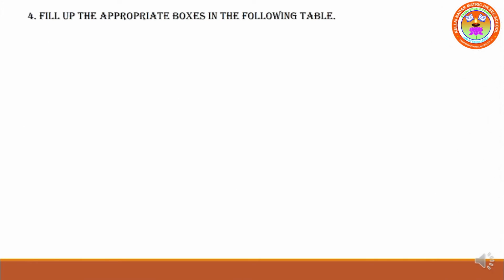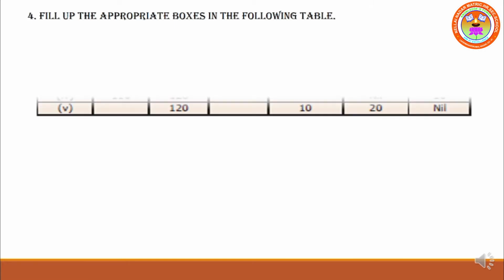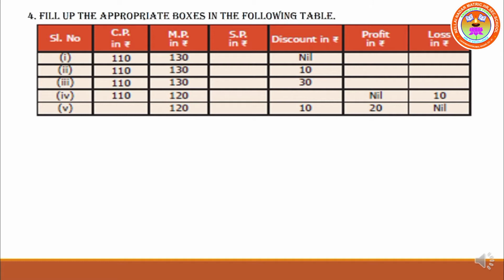So you have been given the sum. Fill up the appropriate boxes in the following table. So a tabular column is given with the CP values, MP values, and SP. You have to find it out: discount, profit and loss. So some of the values we have to find, and we have to fill up the boxes. So let us begin the first sum.